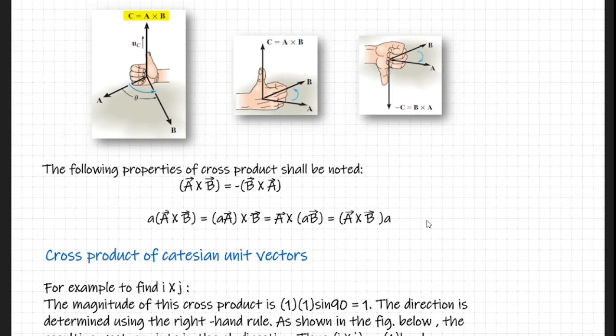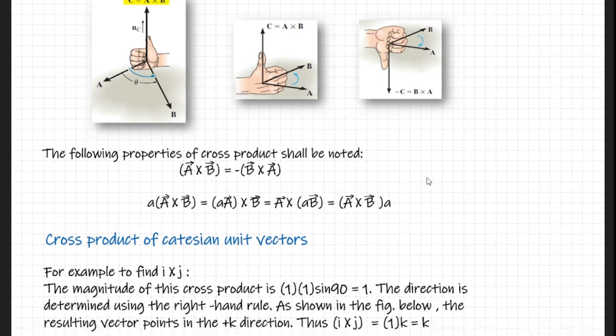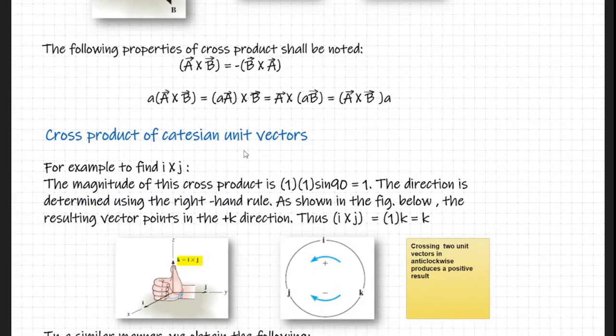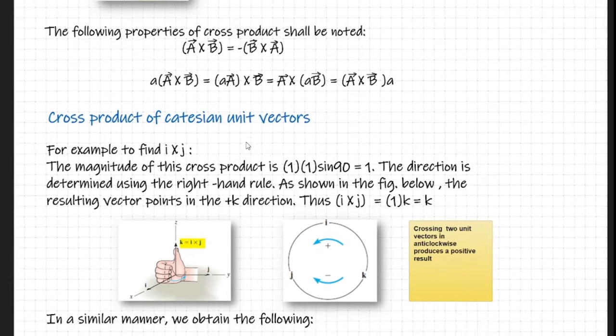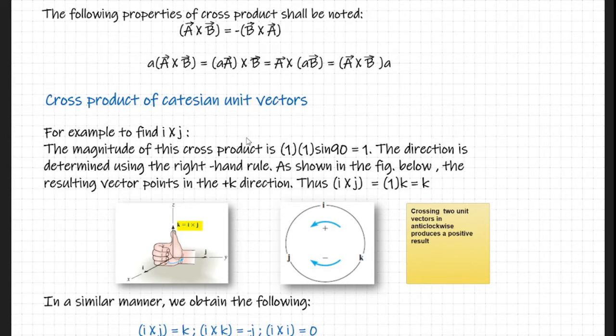Now let us extend this definition of the cross product of any two vectors A and B to the cross product definition among the unit vectors. Obviously we know that the unit vectors are nothing but I, J, K, where I, J and K are the unit vectors along the Cartesian positive x-axis, positive y-axis and positive z-axis. So let us, for example, find out what is I cross J. Remember here I is a unit vector, J is also a unit vector.